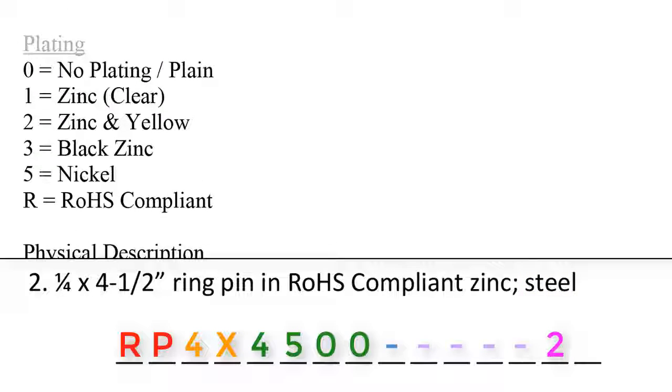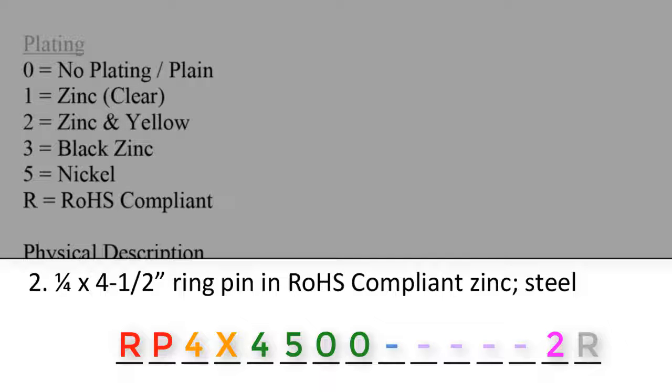Next, we move on to the plating. Plating is in gray. This particular pin has RoHS compliant zinc. RoHS compliant zinc is an R. We would place an R in the number 15 or gray section. RoHS zinc is an environmentally friendly lead-free zinc. Number 2 will be RP4X 4500 dash dash dash dash dash 2R.